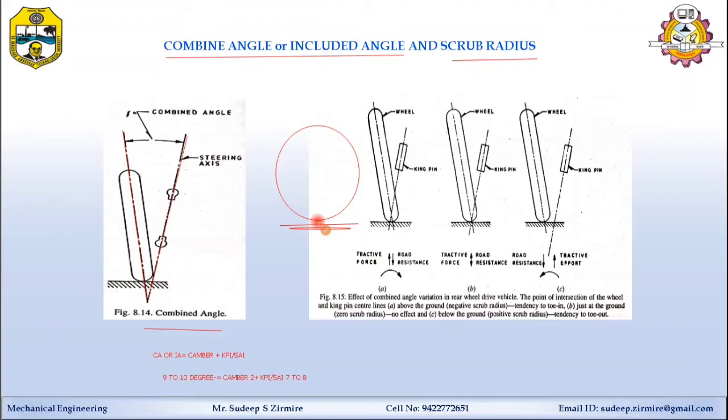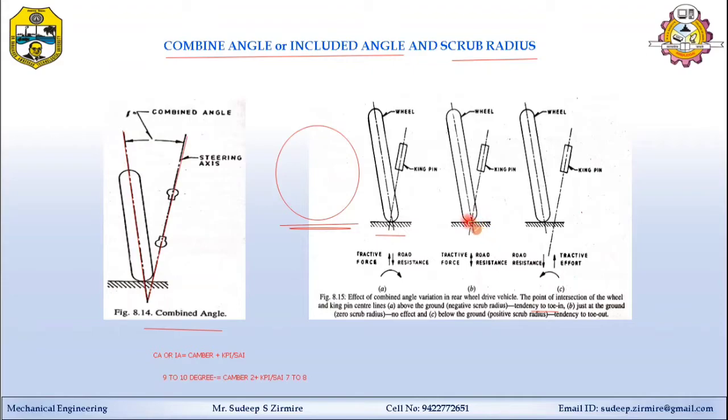If the scrub radius is above the ground, meaning inside the wheel, then it is called the negative scrub radius, or this condition is called the toe in condition. The first one is the toe in condition. Here the center line of the wheel and the center line of the kingpin meet at a point inside the tire, it's called the toe in condition, and it is called the negative scrub radius.